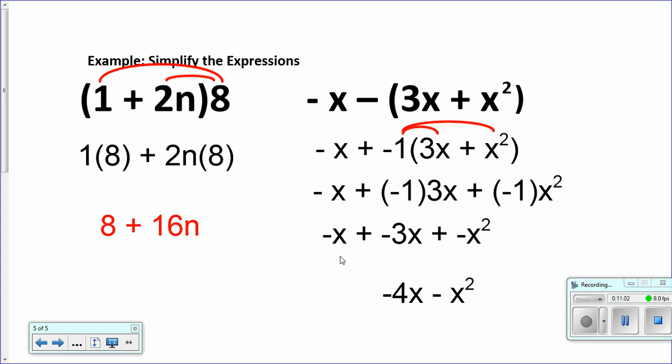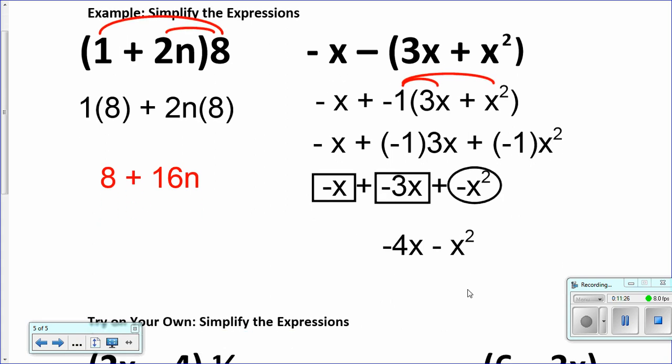Okay? Now I just go ahead and combine my like terms. I got -x and -3x. And then -x squared is its own separate term because it's got a different exponent. So these two can actually be added together. This -1 and -3 together add up to be -4. And I just pull down this term -x squared.